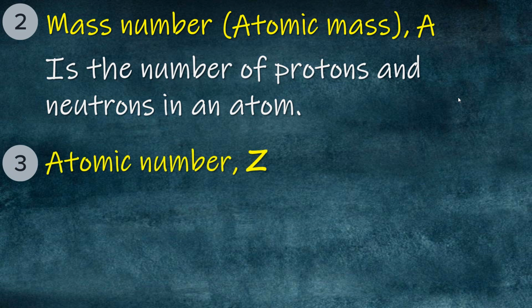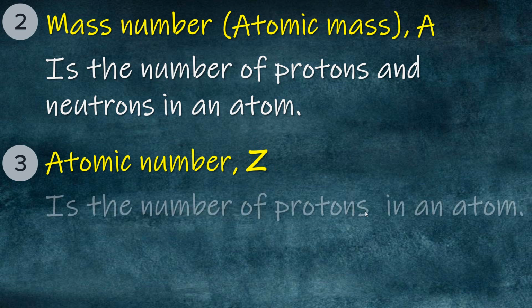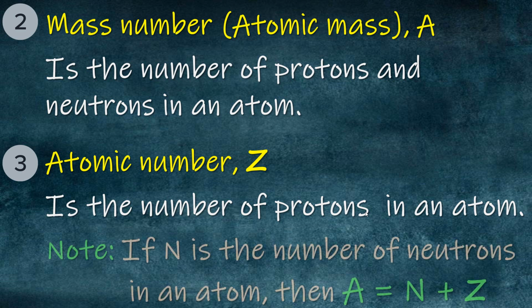Number three, atomic number, which is denoted by capital Z, as the British call it. Atomic number Z is the number of protons in an atom. Whenever you hear about atomic number, they'll be talking about the number of protons in an atom.